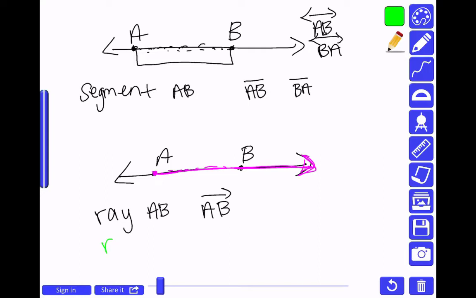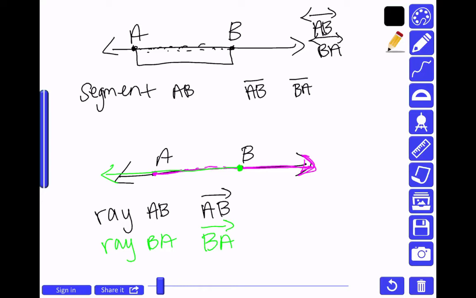Okay, what about ray BA, written like this? So if you think about how the segments and the lines were reversible, that is not the case with a ray. Ray BA is actually this, noted in green. And so as you can see, they do share some points, but once you get outside the endpoint, the points are different. So these are two very different rays.